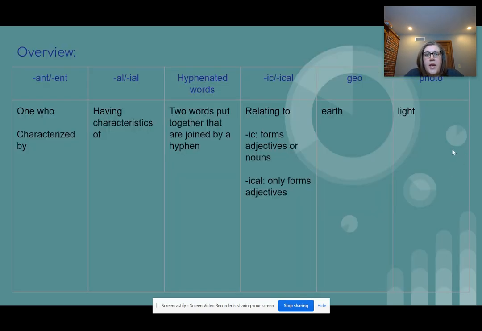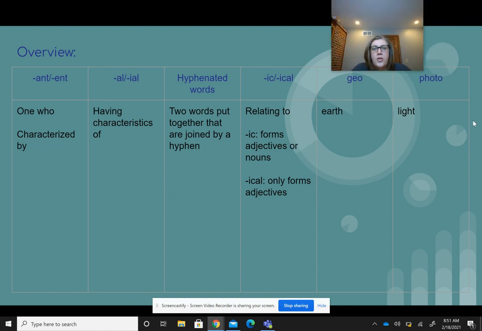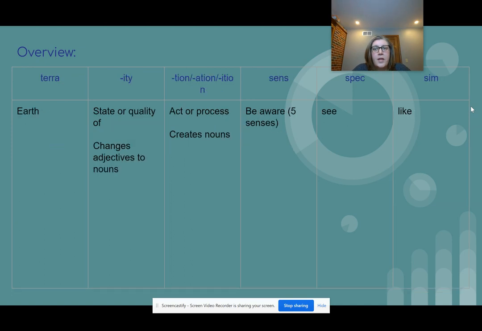Okay, this next piece is a chart that I made for you with all of the suffixes and root words and what they mean. There's 2 pages of it, and I will also send you the link to this slideshow so you can look at it yourself.